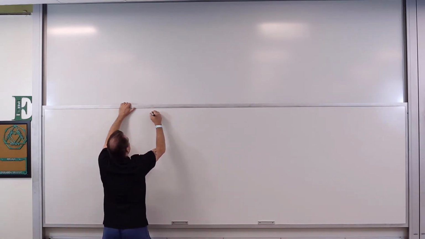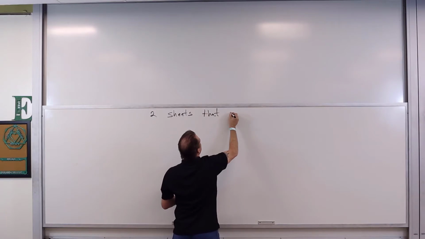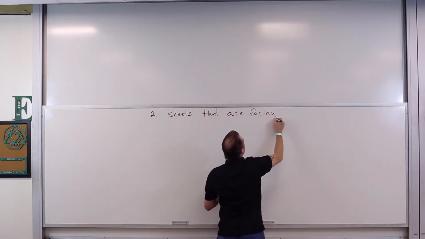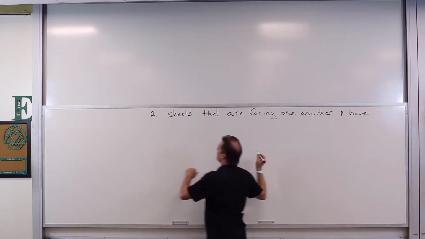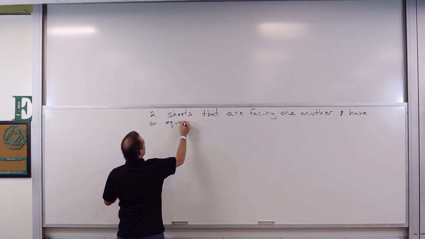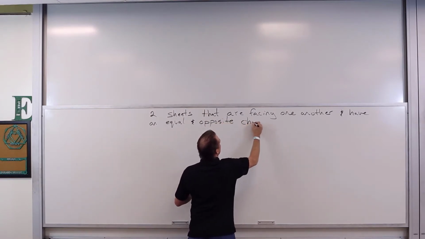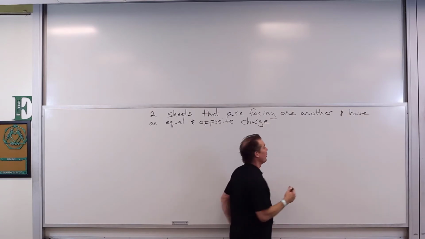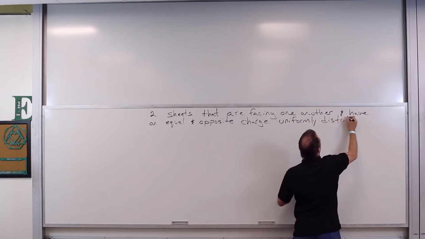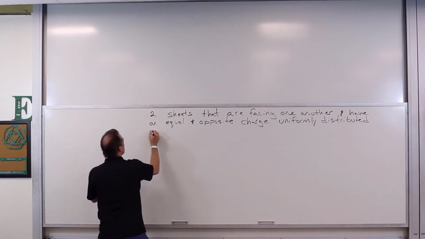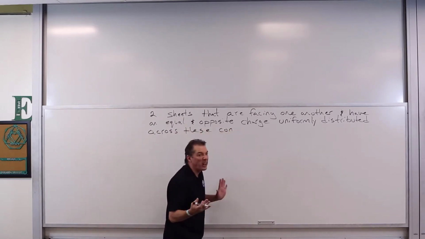I'm going to take two sheets that are facing one another, and have an equal and opposite charge uniformly distributed over the sheets themselves. Say across these conductive sheets.